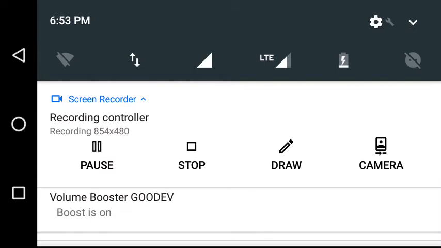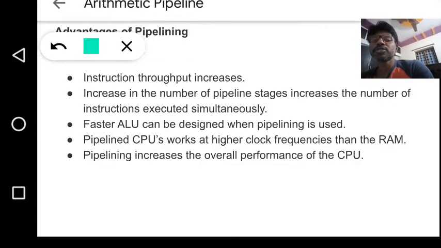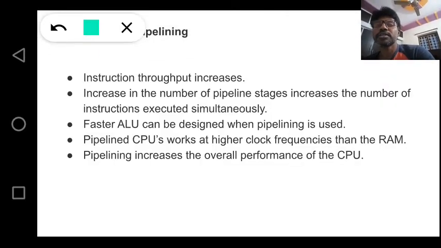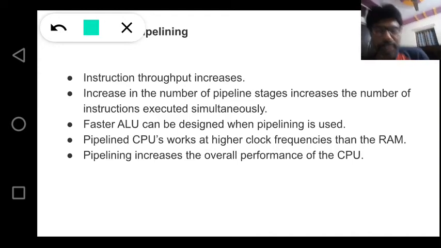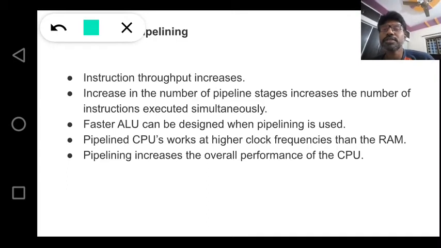So it is very important to understand this concept. It is important to know that there are certain limitations with the pipelining process as well. Although there are limitations, there are very many advantages of the process.